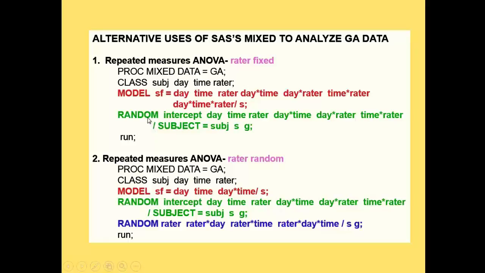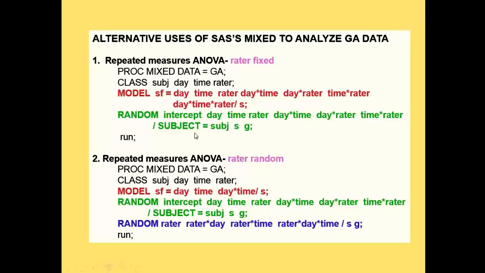So what's this doing? This part of the model is talking about what the fixed effects are. Now, this part of the model is putting in random effects. So what are the random effects? Well, there's a random intercept for subjects. There's a random interaction term of what? Subjects with day. There's a random subjects by time. There's a random subjects by rater. There's a random subjects by day. Why are all these terms random factors in this random statement? Because the statement says random, okay? And it says subject equals subject.